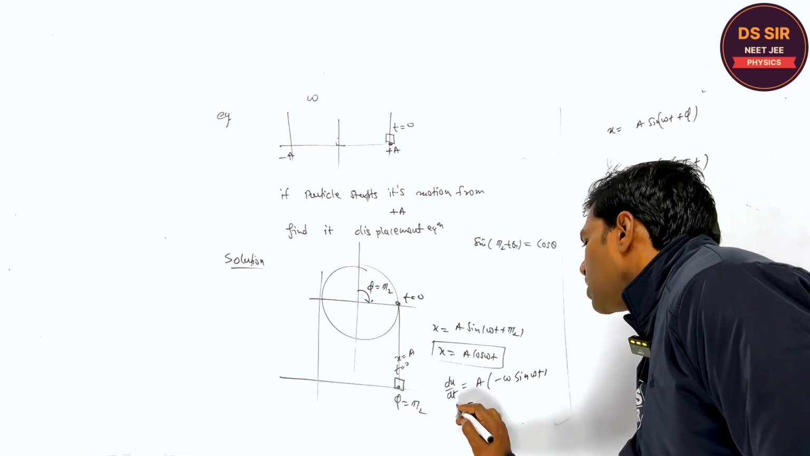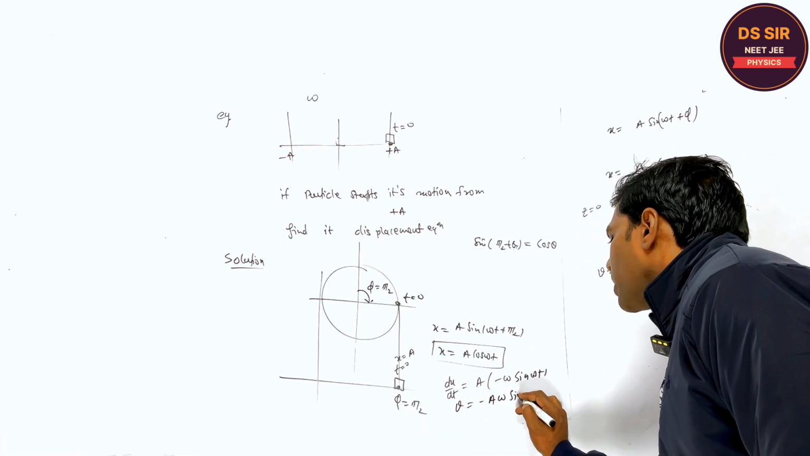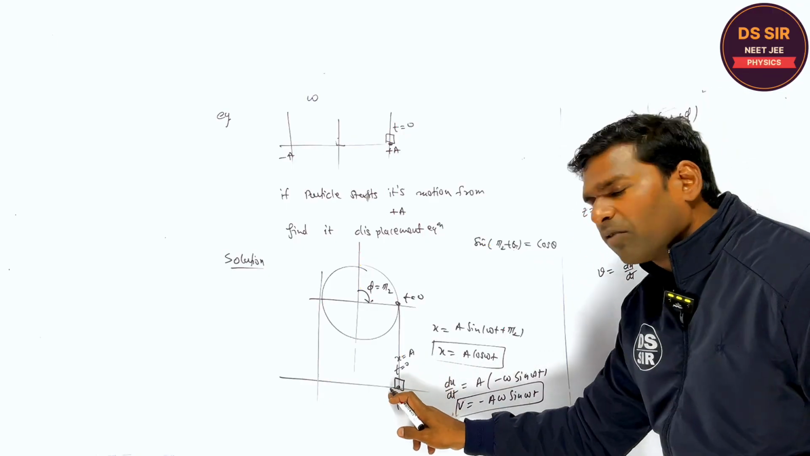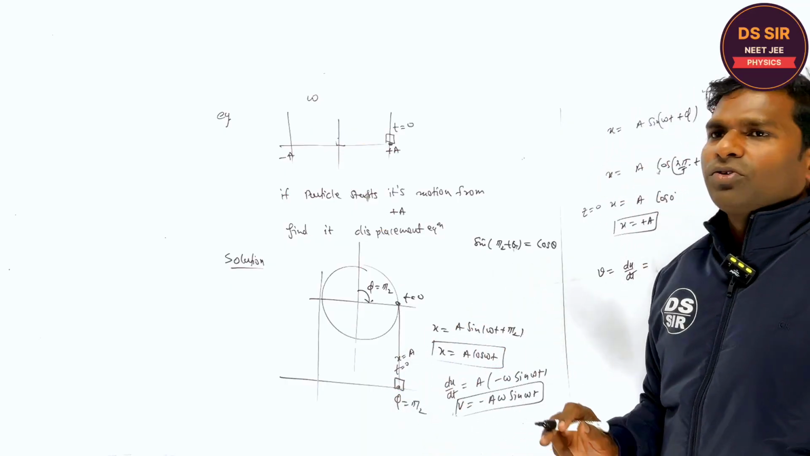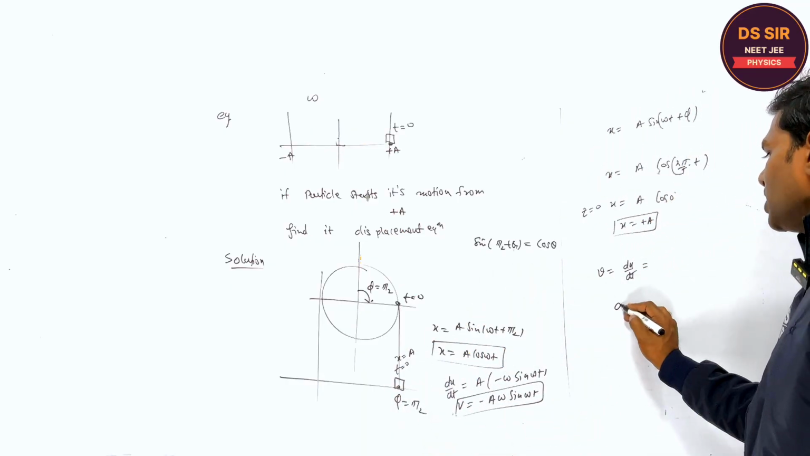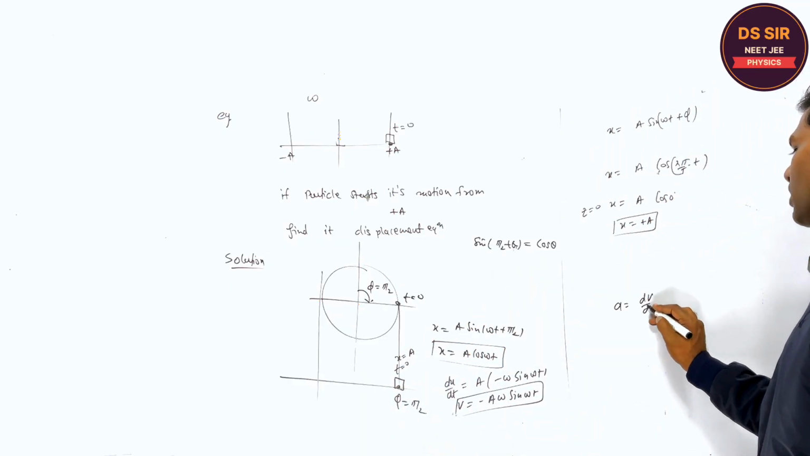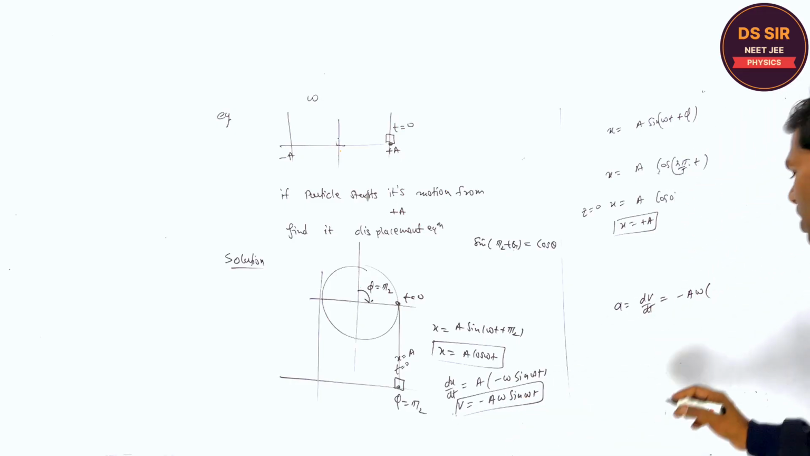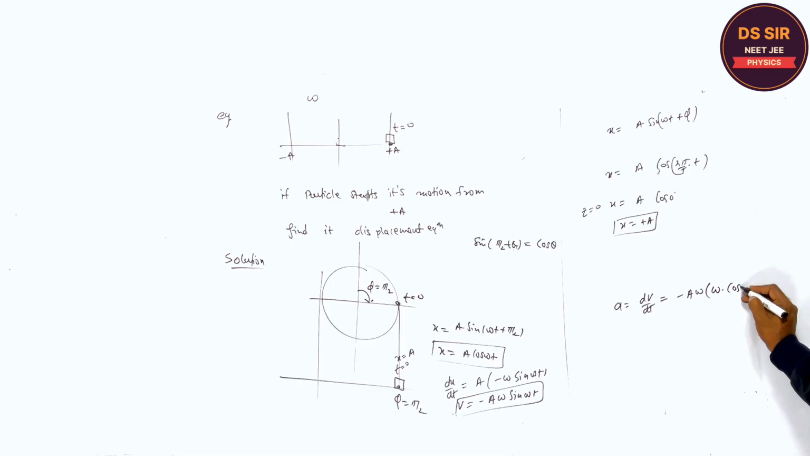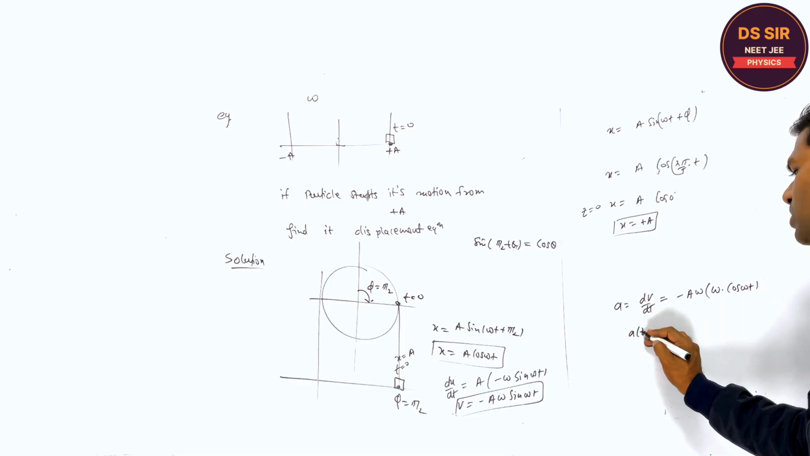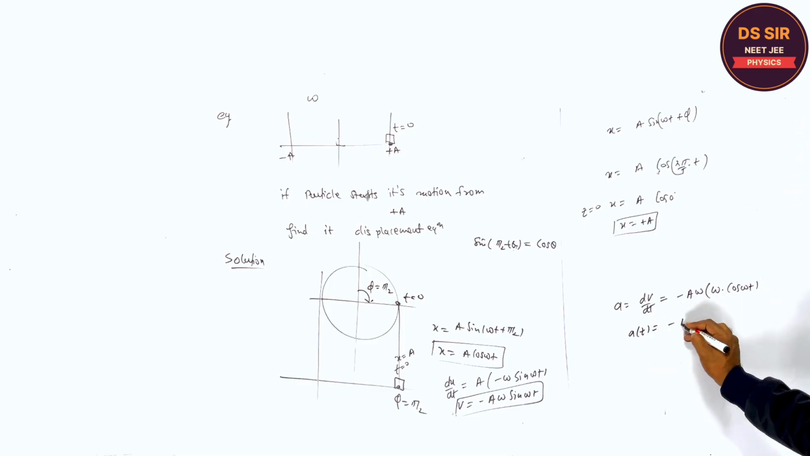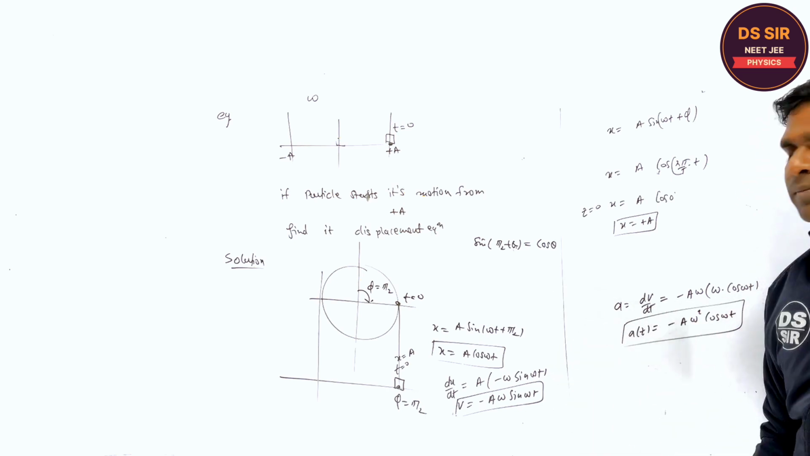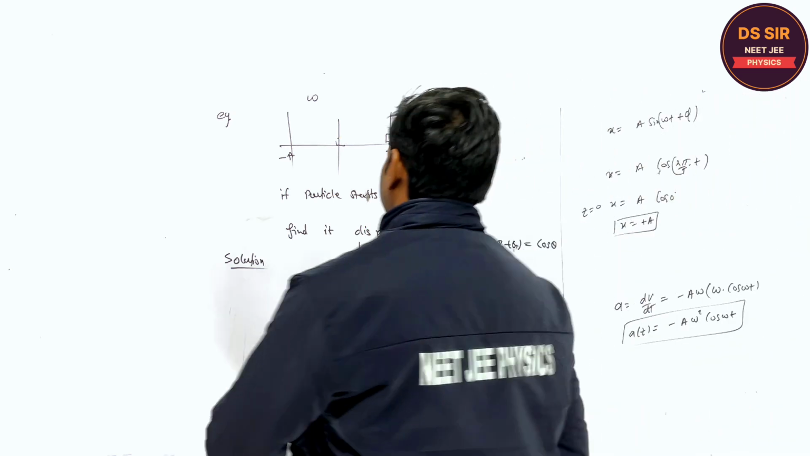So the velocity is equal to minus a omega sin omega t. This is the velocity of the particle performing SHM, starting its motion from the positive extreme. If you want to find the acceleration, how do you find it? dv upon dt. Again differentiate: minus a omega, differentiation of sine omega t is cos omega t. So this is the equation of the acceleration. Is it clear or not? You tell. Varsha, please tell.